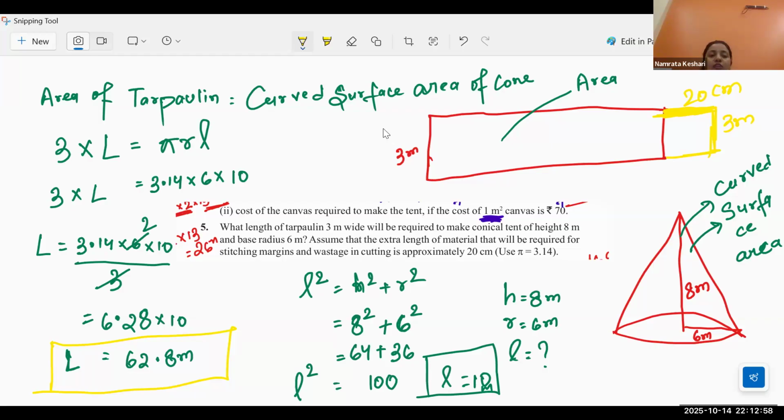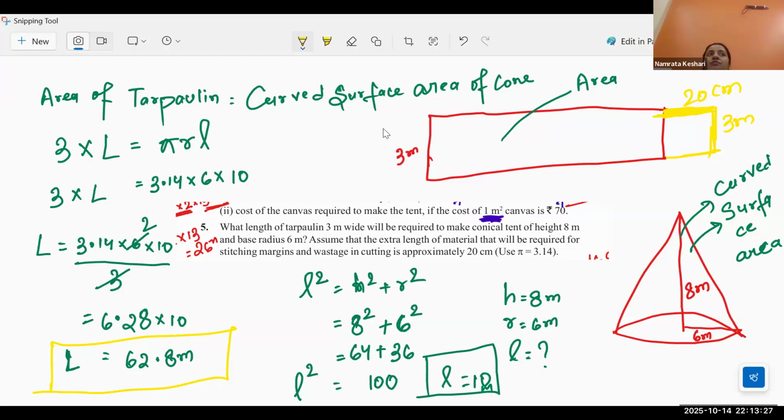Originally the actual length of the sheet, suppose this is the sheet. I have taken out this much length, I'm going to cut it out. I'll throw it, and then we'll make a cone. So we have compared that the area of the sheet and the area of the cone are the same, and the length we got is 62.8.